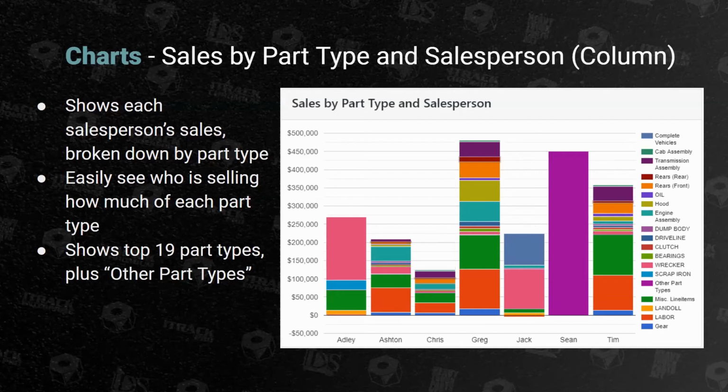And so as we can see here, the leftmost column, Adley, has sold only a few different part types, whereas Greg and Tim have both sold several different types. And then we can also compare the total sales of each salesperson if we're not interested in individual part types at the moment that we're looking at it.